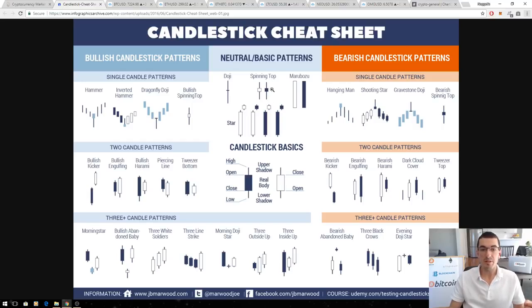Now the spinning top is the same, a narrow trading range between open and close, but we might have a wide range of trading action in the wicks above and below that occurred during that day before we close again. Now these are just some neutral and basic patterns, but I'm going to talk about how some of these rarer basic patterns can actually give you a strong indicator. So one of the rare patterns is a Marubozu. Now this can be extremely bullish or bearish.